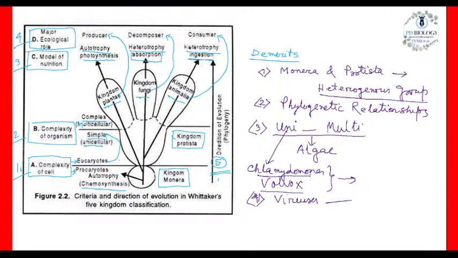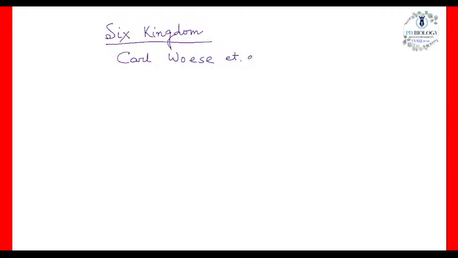So to overcome this problem, another system of classification was introduced, that is the six kingdom classification or three domain system. The six kingdom classification, and this system is proposed by, who proposed this? That is Carl Woese et al. and his associates, 1977.